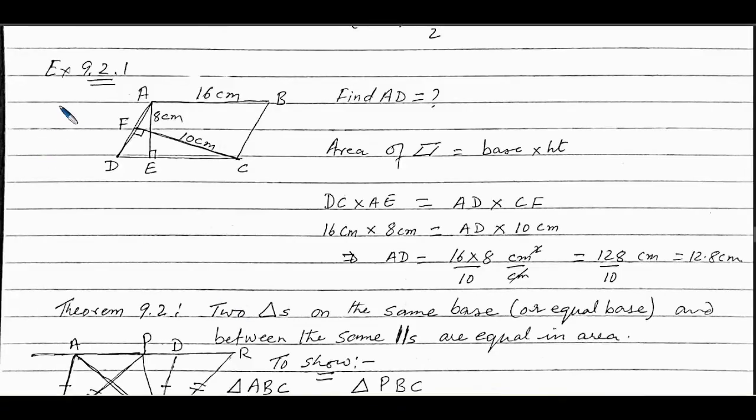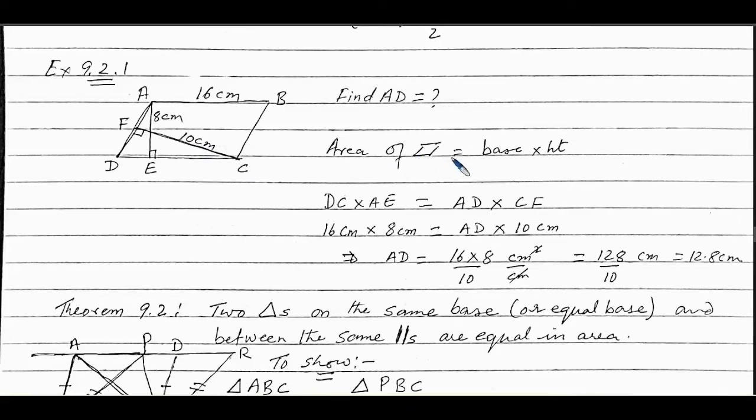Now exercise 9.2.1. This is a figure given in the textbook. I have not written what is written there. It is asked to find the distance AD. It is given that this side is 10 centimeter, if you draw a parallelogram, and this is 16 centimeter, and this altitude is 8 centimeter, and this one is 10 centimeter.